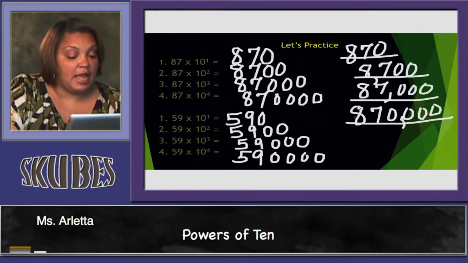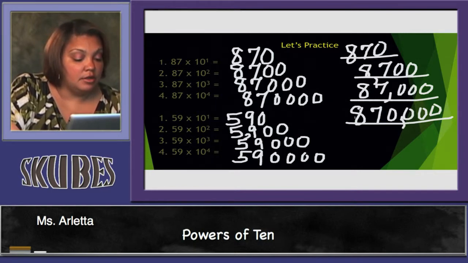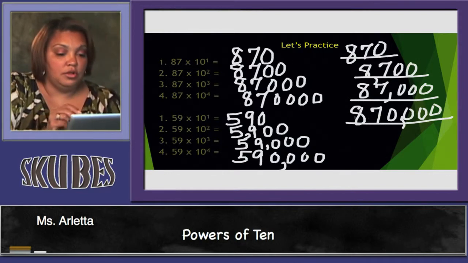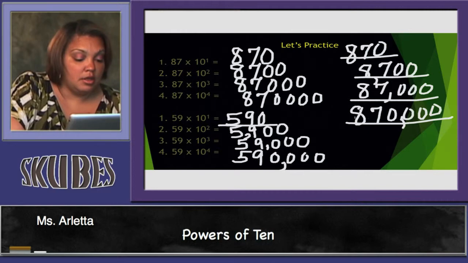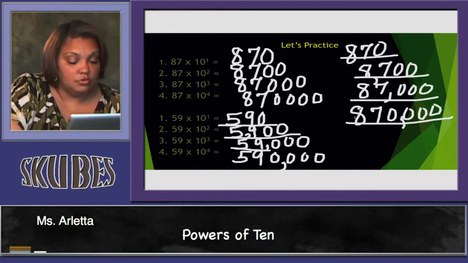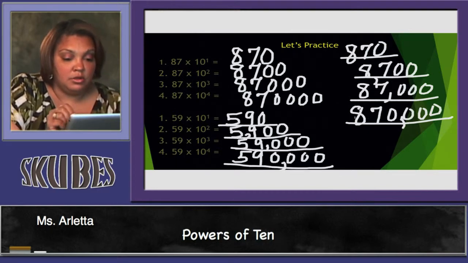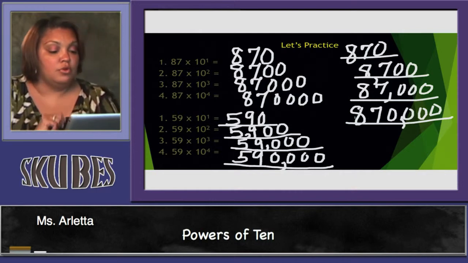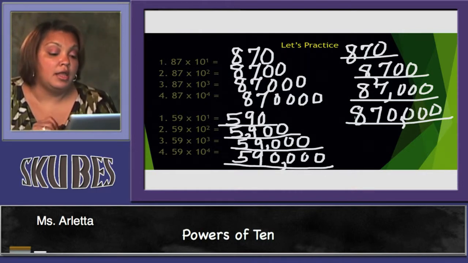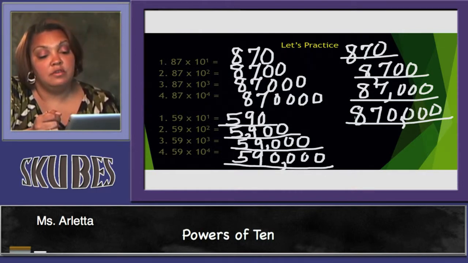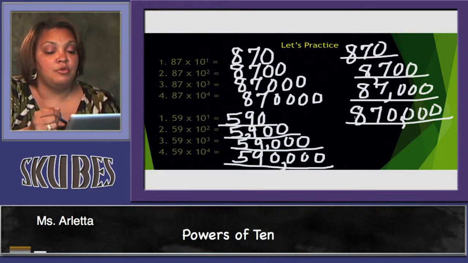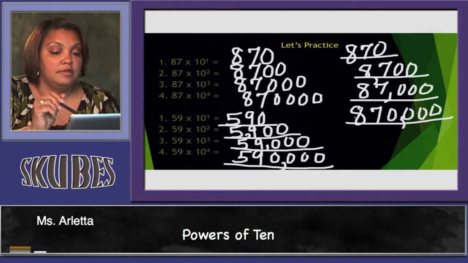So I have 590, 5,900, 59,000, and 590,000. I want you to look at this one and then look at these numbers, the 4 numbers on the top that are underlined and the 4 numbers on the bottom that are underlined. And the pattern that you can see is the 87 stays the same, and each time you're adding a 0.